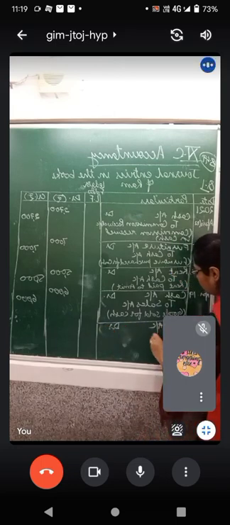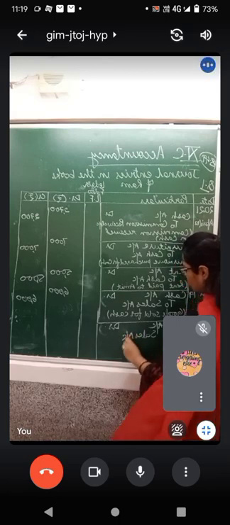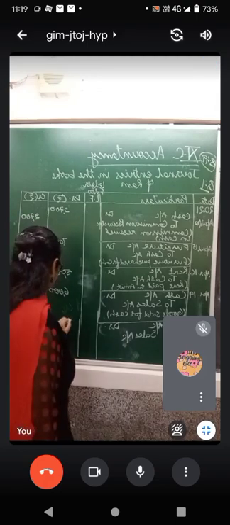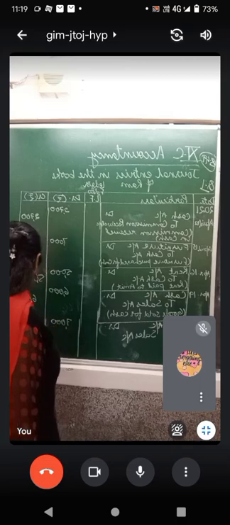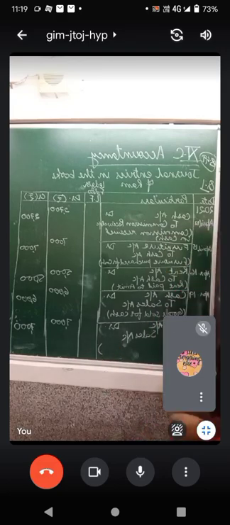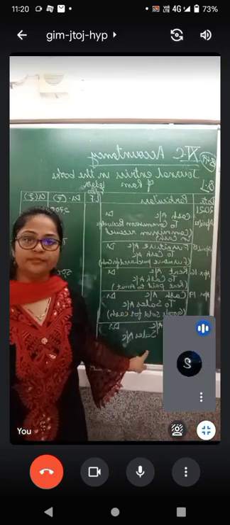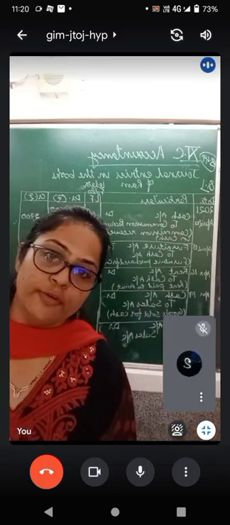Cash account debit to sales. How much is the amount for the cash sales? The amount is rupees 7,000. What shall be the narration for this one? Sales made in cash. Goods sold for cash. That's it.